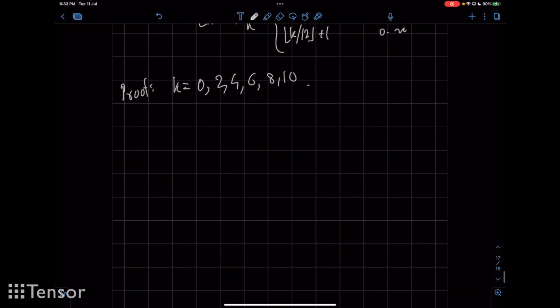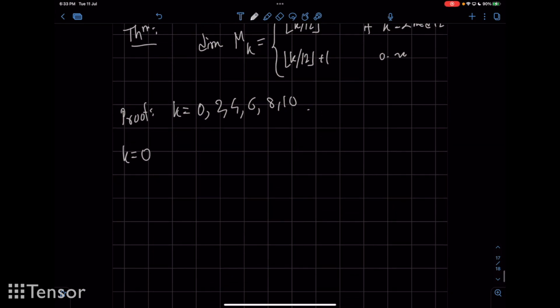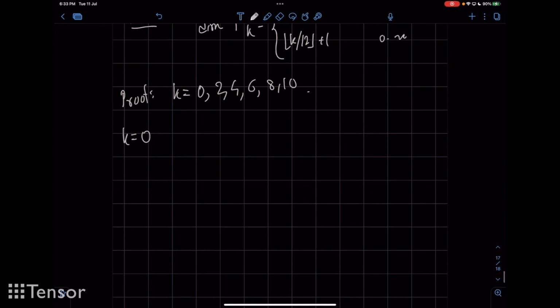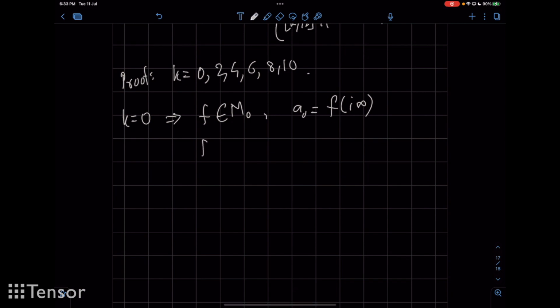Okay, so what if k is 0? If k is 0, then according to our formula, the dimension should be 1, right? Okay, let's see if that is true. So if k is 0, then let's say I take f from the space of modular forms. Then suppose the constant term in the q-expansion is a naught. So a naught is f of i infinity. Then what we can do is take this quantity (f of z minus a naught) divided by delta, where delta is the weight 12 modular form that vanishes nowhere.